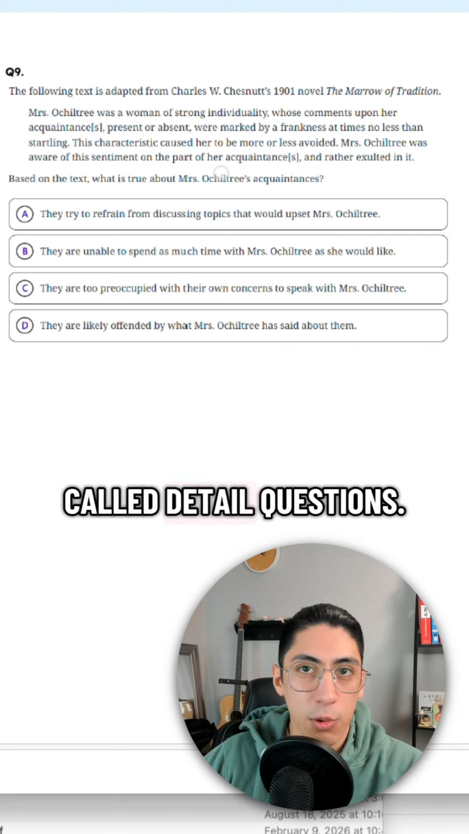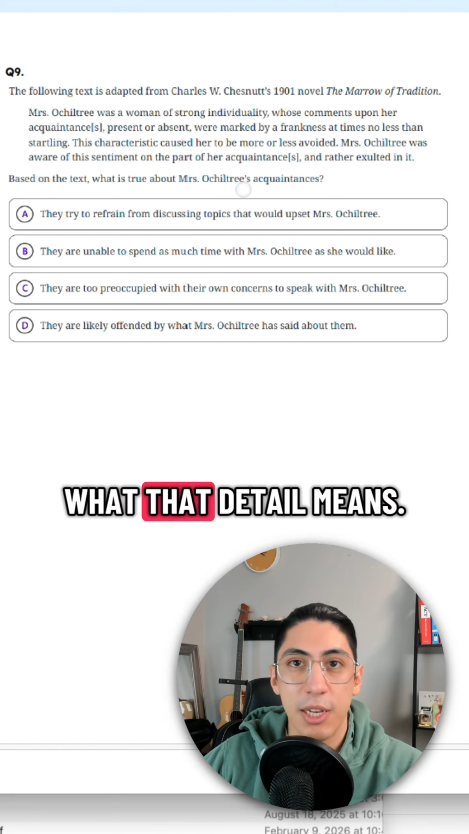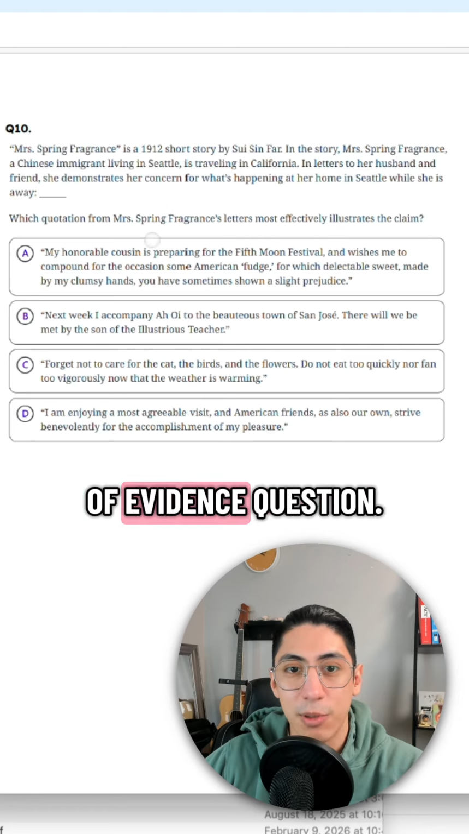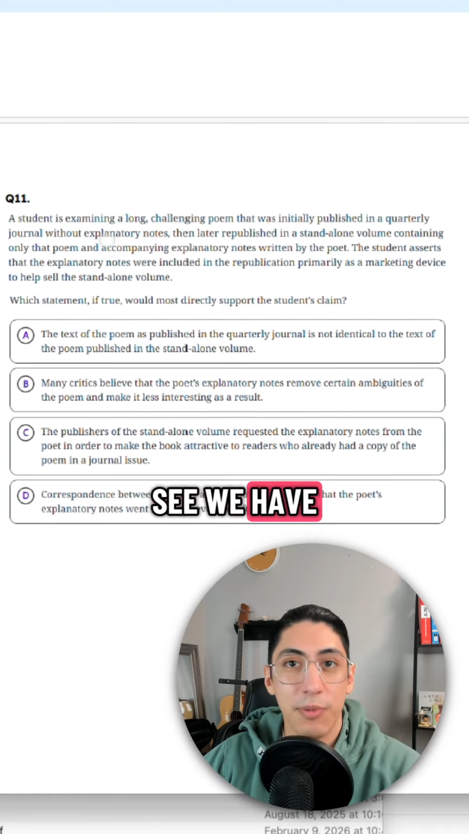So these are called detail questions. They're going to ask you about some sort of detail in the passage. You're going to have to figure out what that detail means. They're going to mix it up a little bit. So this, for example, is a command of evidence question. It's where they ask you what piece of evidence supports a claim. And you can see we have a couple of these.